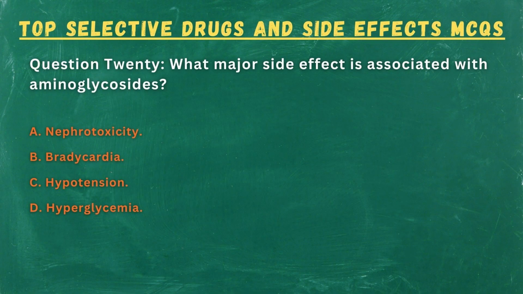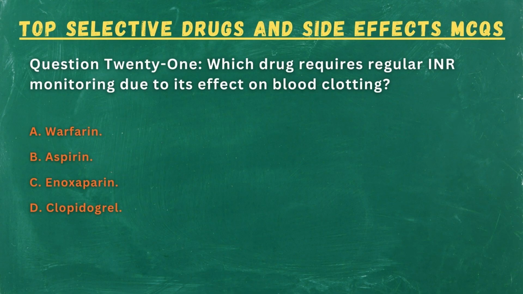Question 20. What major side effect is associated with aminoglycosides? A. Nephrotoxicity. B. Bradycardia. C. Hypotension. D. Hyperglycemia. Answer: A. Nephrotoxicity.